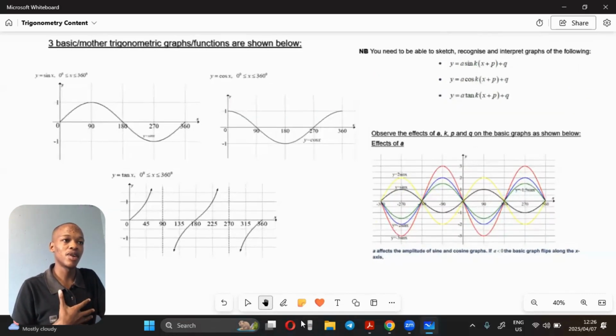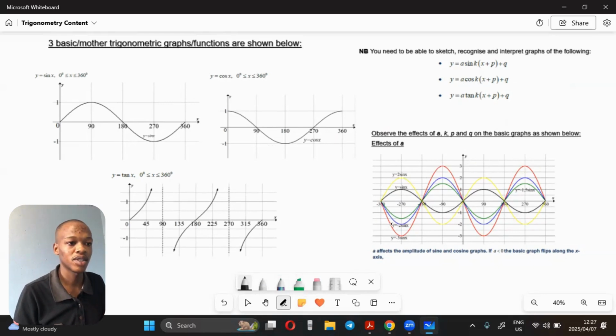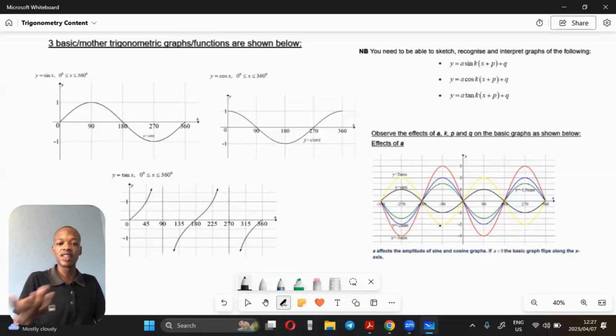As you can see here, we have A. What does A do to your graph? What does A do in your tan graph, your cos graph, and your sine graph? What changes does A bring? And then K, what does K do here? It's very, very important to familiarize yourself with that. And then let's check the effects of A. Here are the effects of A. Your A affects the amplitude. So whenever you change A, it affects the amplitude, as you can see here.